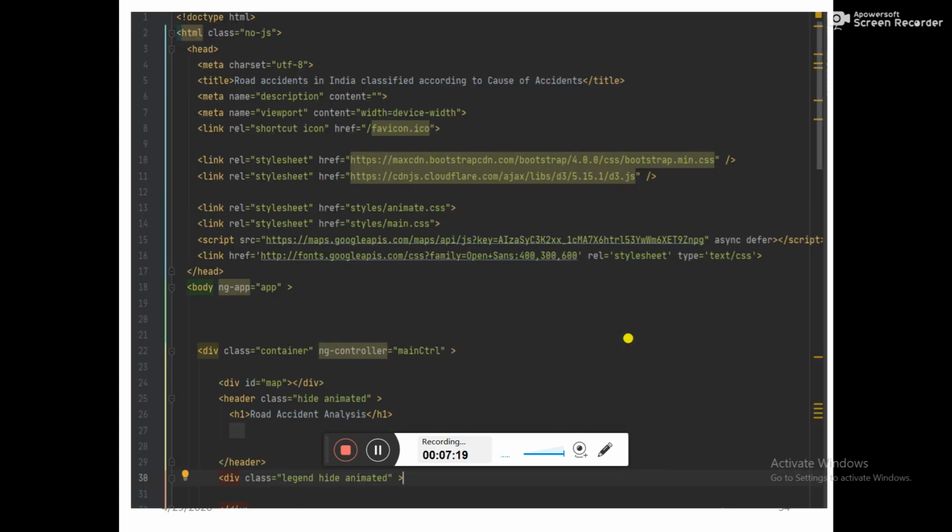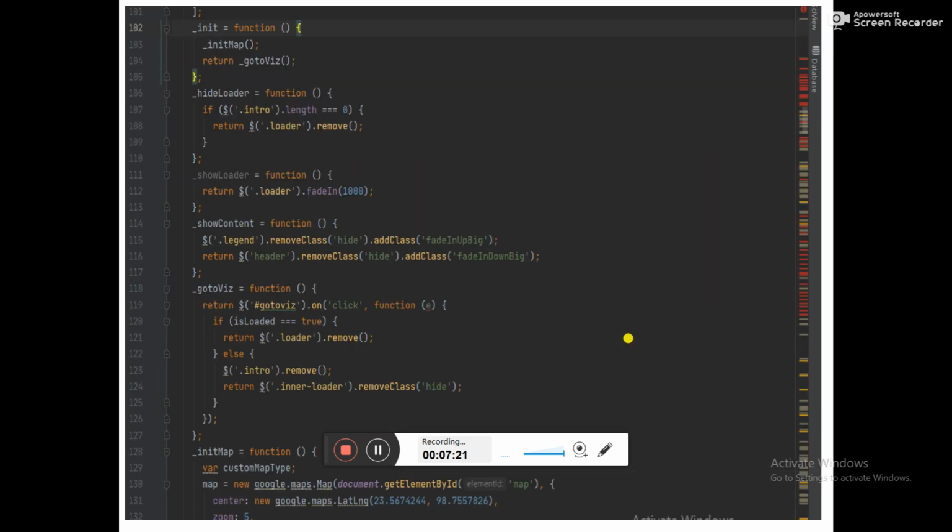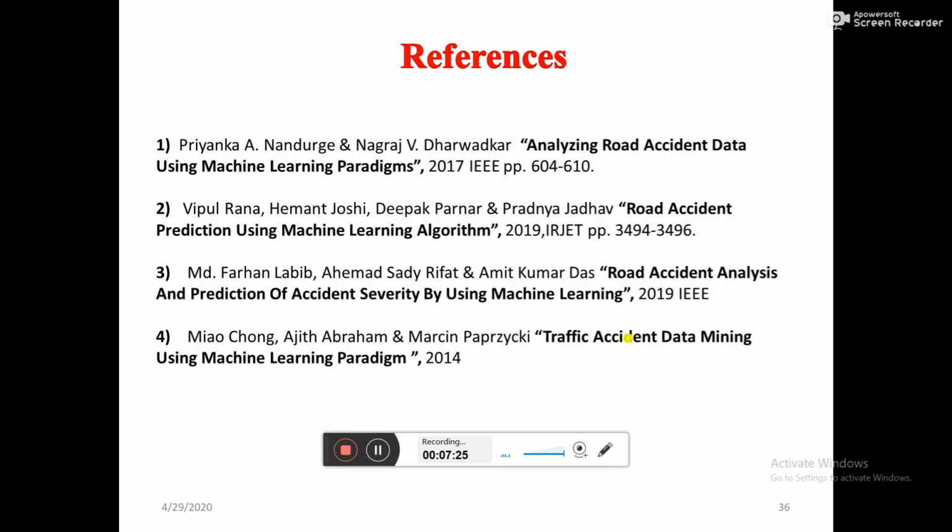This is a sample of code, another sample of code, and the references that we took.